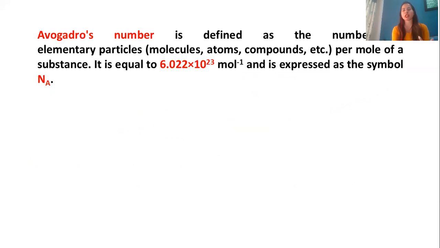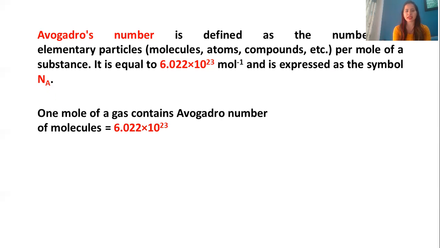Moving ahead, as we talk about Avogadro's law, we have studied about Avogadro's number. Avogadro's number will give you the number of particles. Particles can be atoms, molecules, ions, compounds, electrons, protons, neutrons per mole of a substance. Avogadro's number is equal to 6.022 into 10 raised to 23, and we normally represent it by the symbol Na. We say 1 mole of a gas contains Avogadro number of particles.